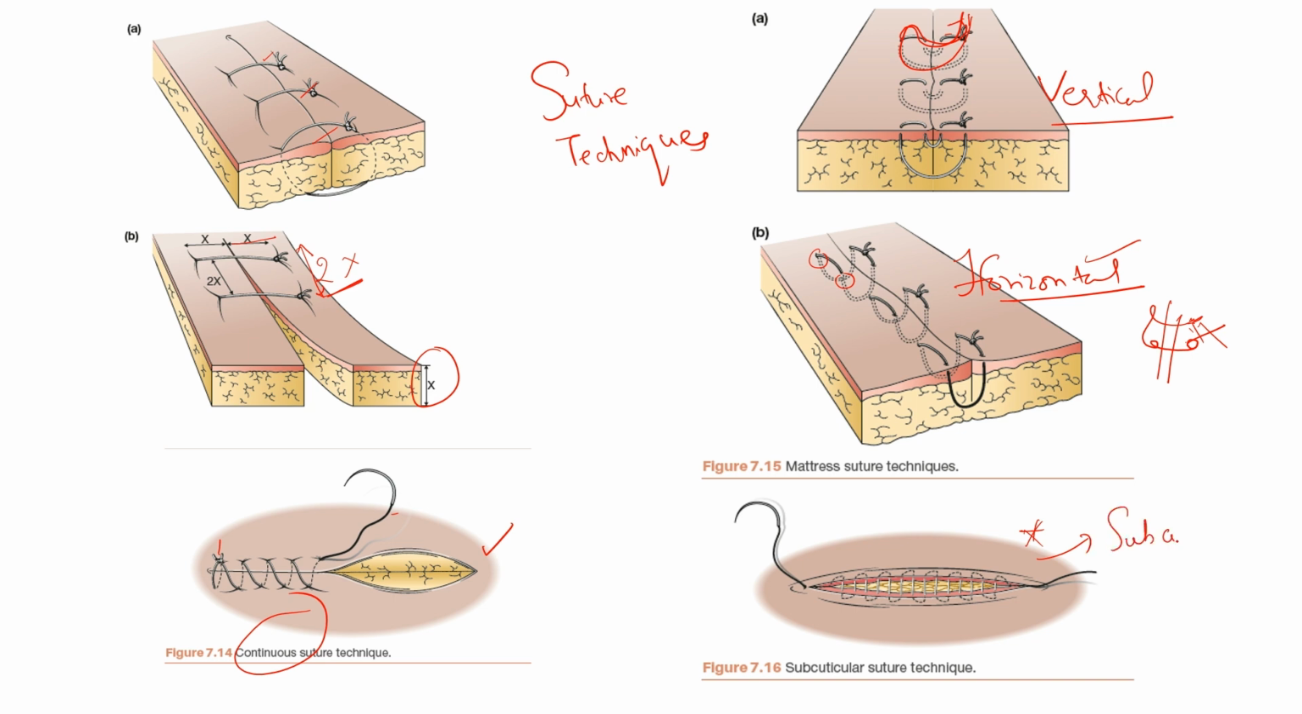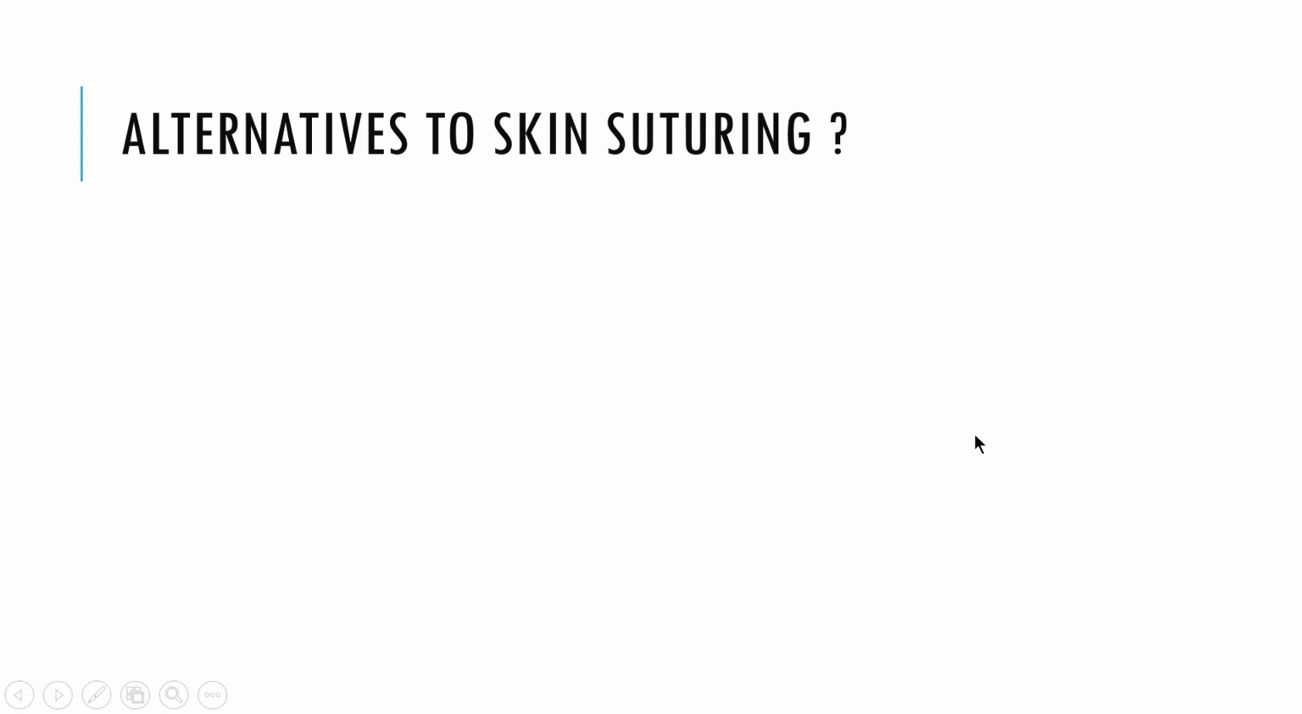And this one is more cosmetic. This is your subcuticular suture, where the suture material of choice is monocryl 3-0. Usually we go for monocryl 3-0. What is the composition of monocryl? Polyglycaprone. Right? Now, is there any alternative to skin suturing? Instead of suturing the skin wound, what are the alternatives we usually have? Let's say, for example, if it is a very superficial laceration, you have something called cyanoacrylate glue. The composition is N-butyl cyanoacrylate glue.